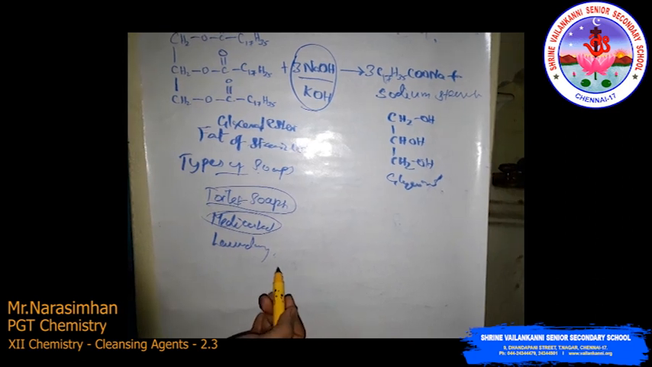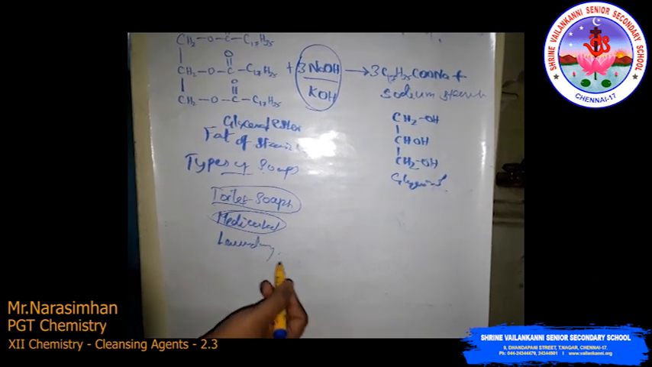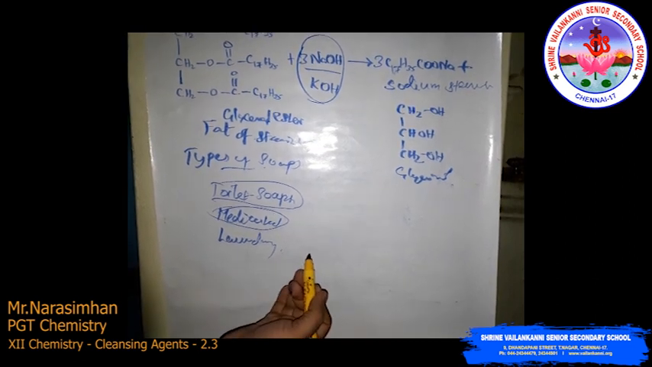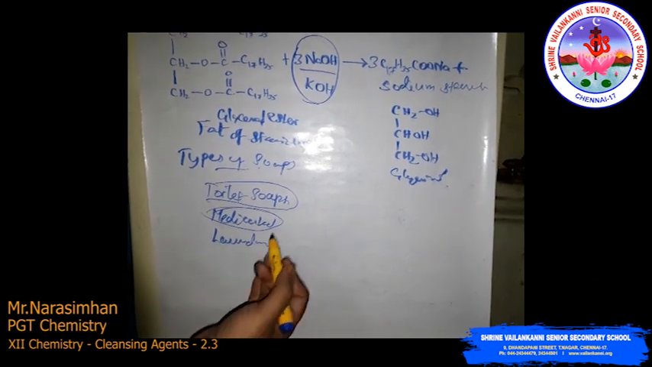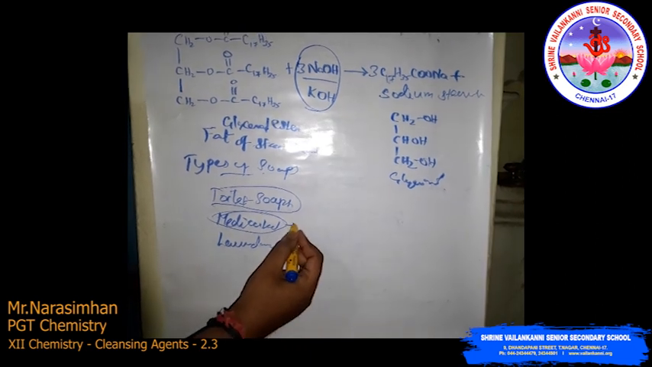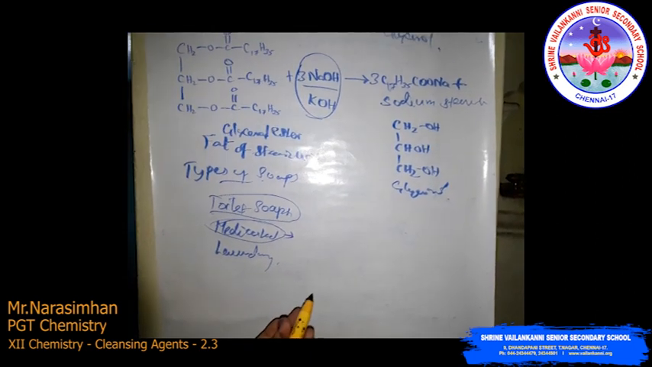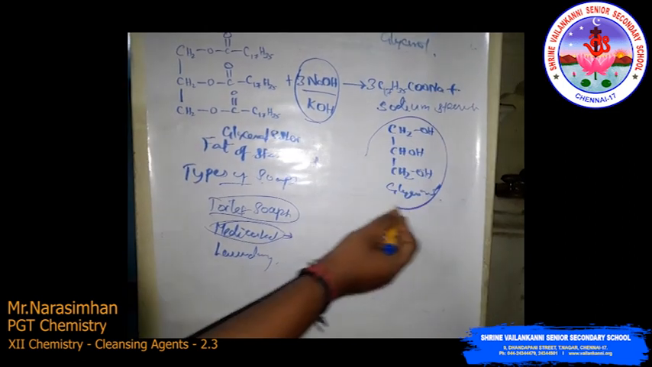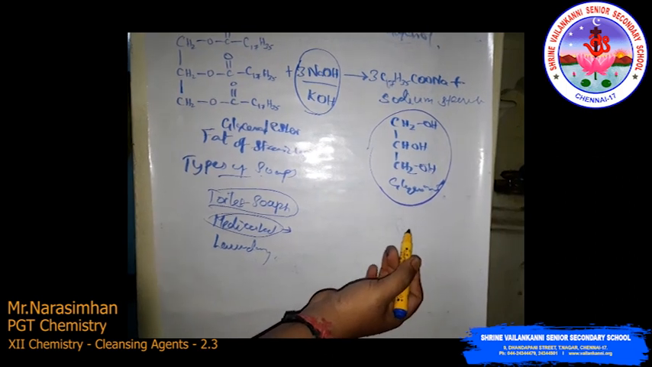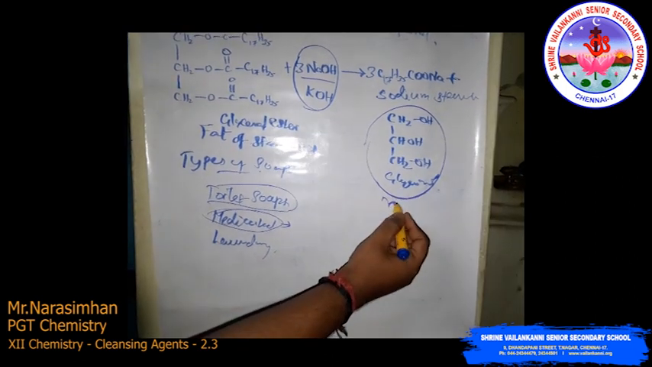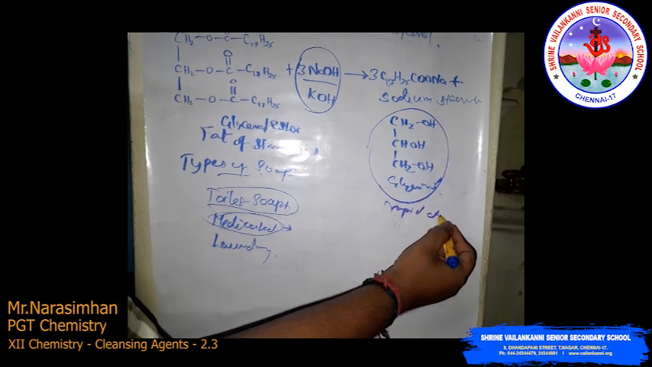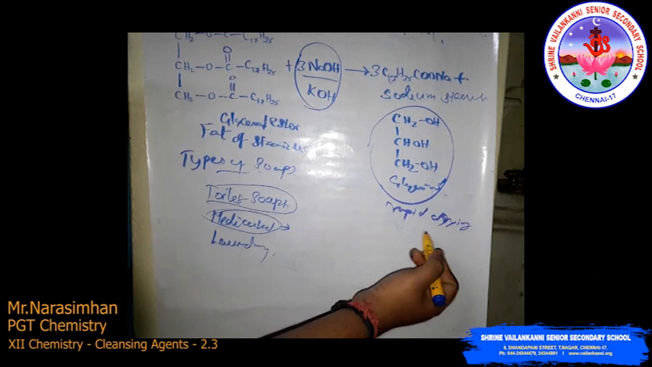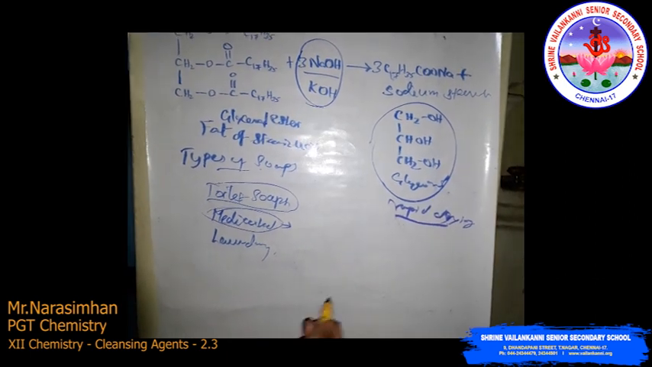In medicated soaps, substances of medicinal value are added, like tetmosol. In some soaps, deodorants are added for perfume. Shaving soaps contain glycerol to prevent rapid drying.